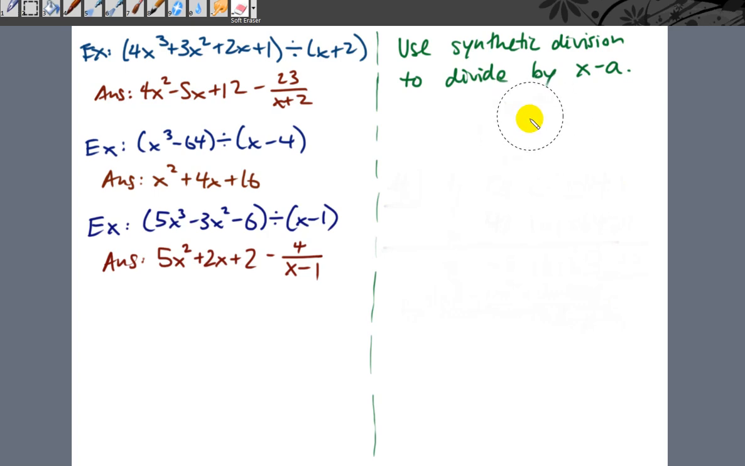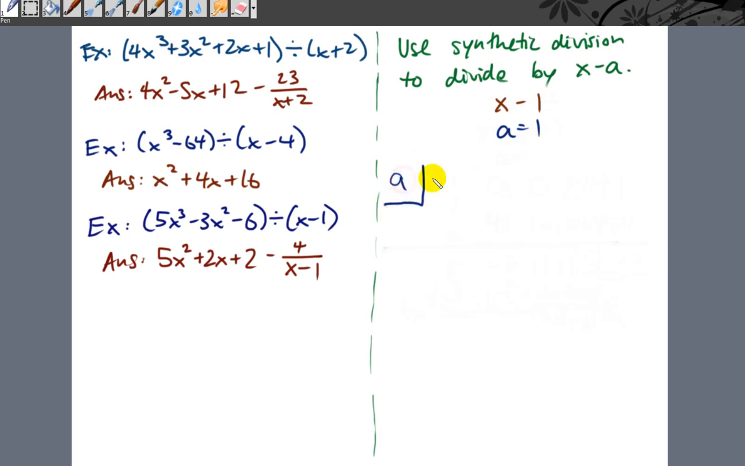Okay, so we have 5x cubed minus 3x squared minus 6 divided by x minus 1. So look at this. Isn't this awesome? This is already in this form. So x minus 1 here, so we can identify a right off the bat. A is 1, right? Boom, boom. A is 1. Okay, so now what we need to do is apply that synthetic division.